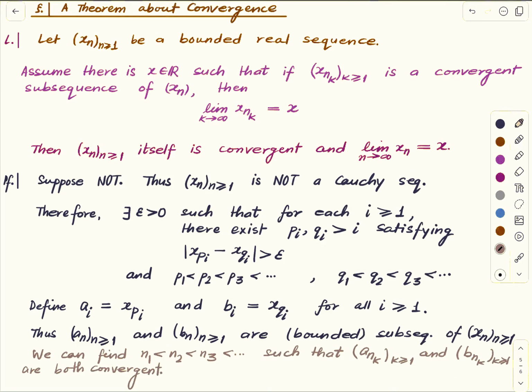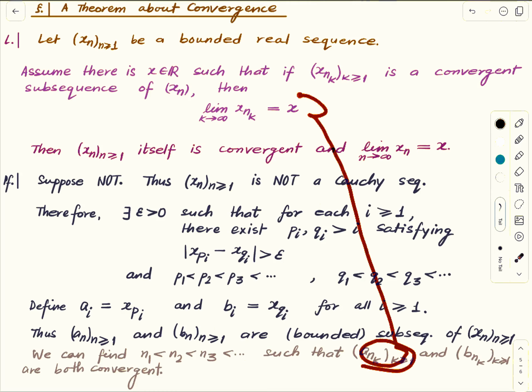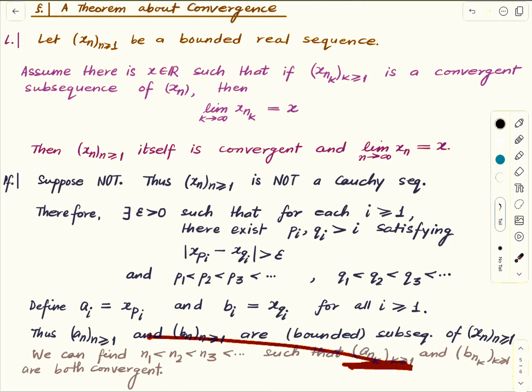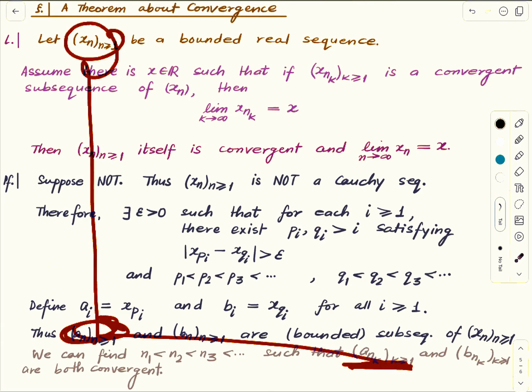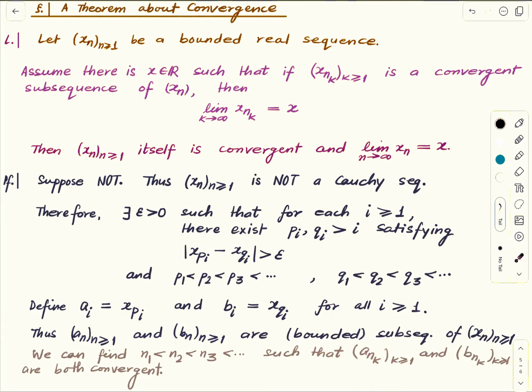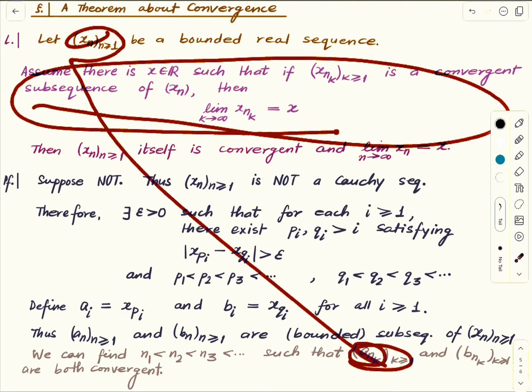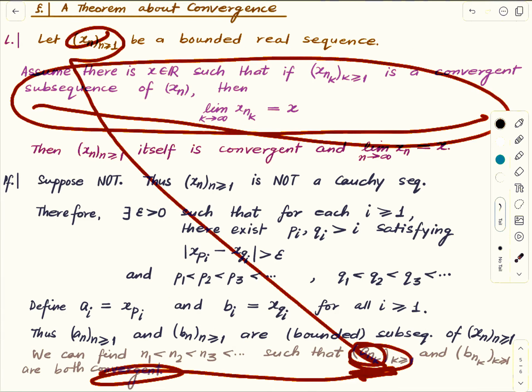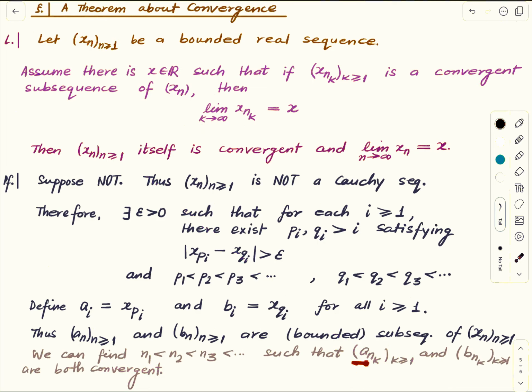And now we have, what is the limit of this guy? This is a convergent sequence, but what is the limit of it? The limit of it is x. Why? Because this is a subsequence of that, which is a subsequence of that. And hence, this is a subsequence of that. A subsequence of a subsequence is a subsequence, if that makes sense. So this is a subsequence of that, and by hypothesis, every subsequence converges to little x. So this converges to x. By the same reasoning, this also converges to x.